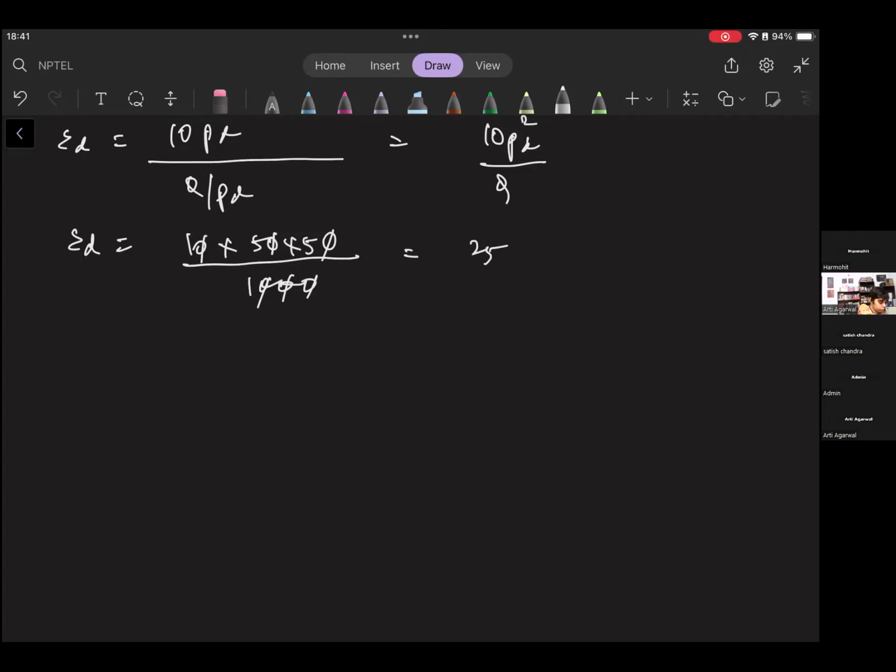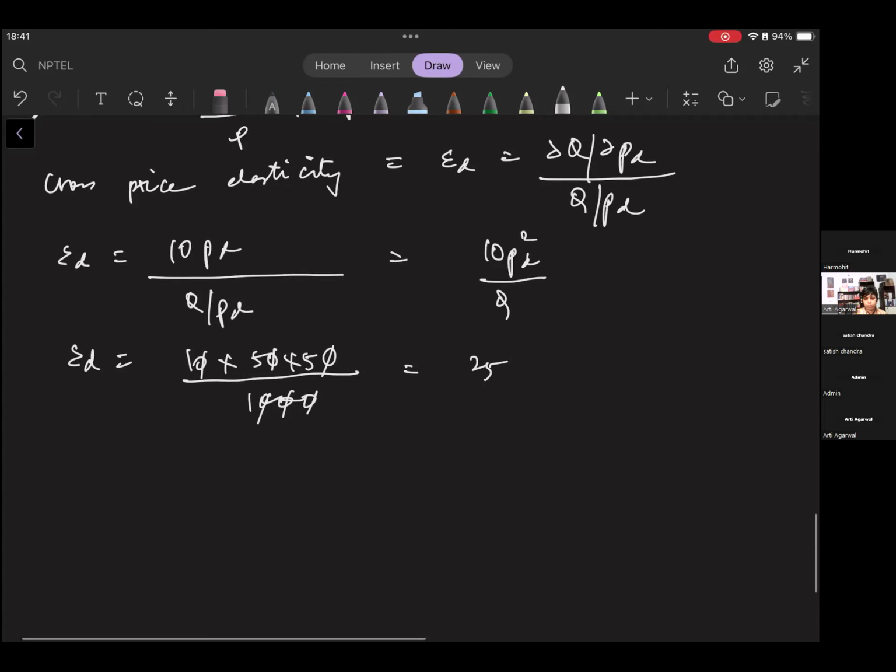Did I do something wrong? It's 5 PD only. 5 PD square. Yes. This is correct. Yeah, it's correct. If I had mistakenly solved it for a different price initially, that's why my answer earlier was different. That's what I was wondering.